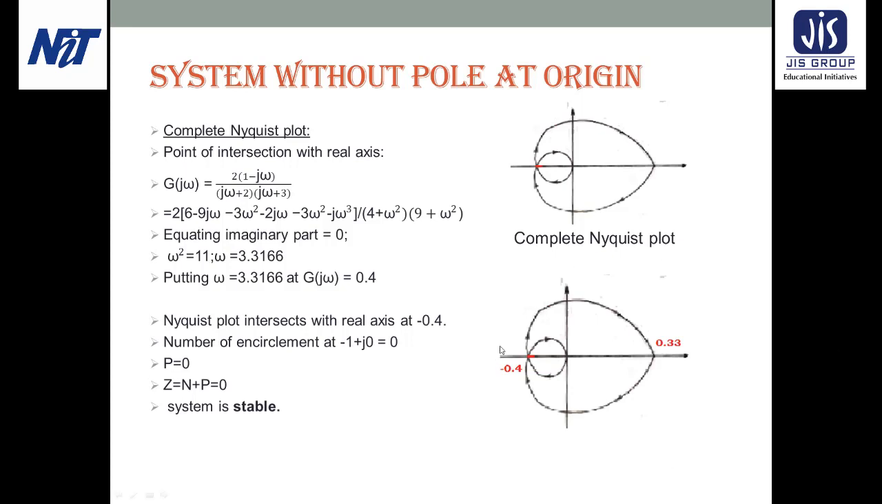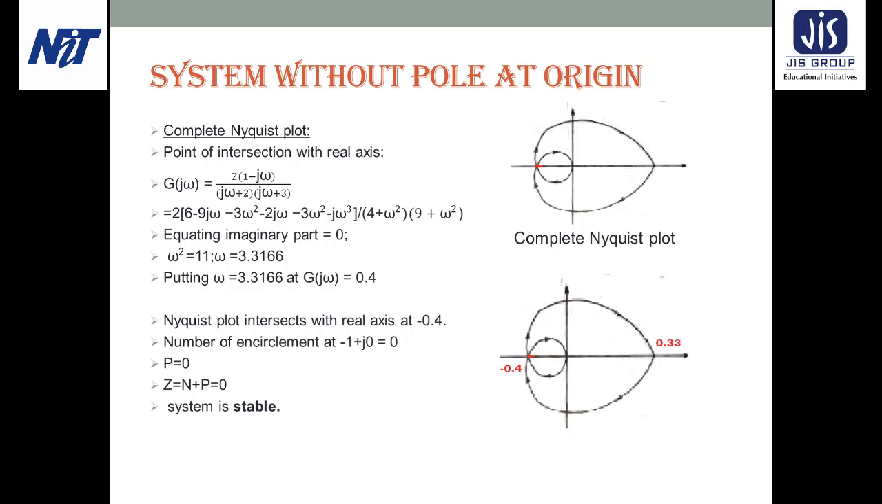So the Nyquist plot intersects the real axis at minus 0.4. So the minus 1 plus j0 point is not located within this; it is outside of this point. That means the number of encirclements of the minus 1 plus j0 point is always 0 for this problem.